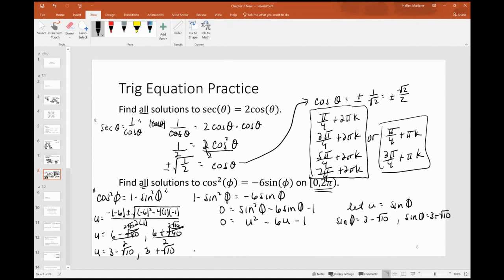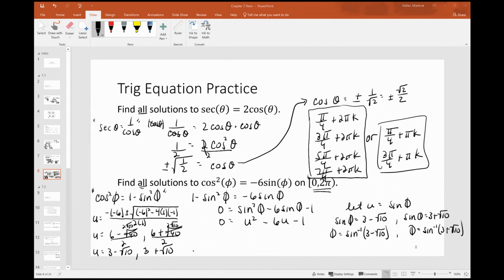So inverse sine of both sides will tell us that phi is equal to the inverse sine of 3 minus the square root of 10, or phi is equal to the inverse sine of 3 plus the square root of 10. All right, now let's go ahead and put this in the calculator and see what they are.